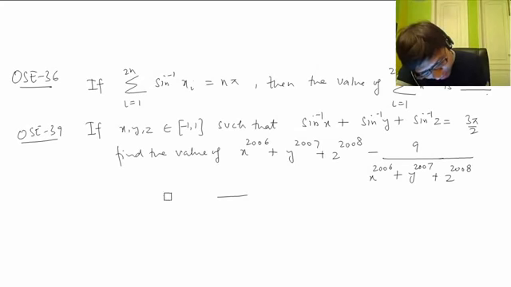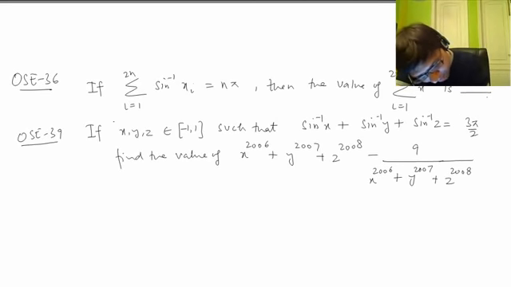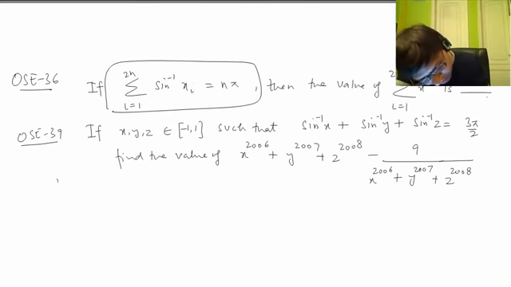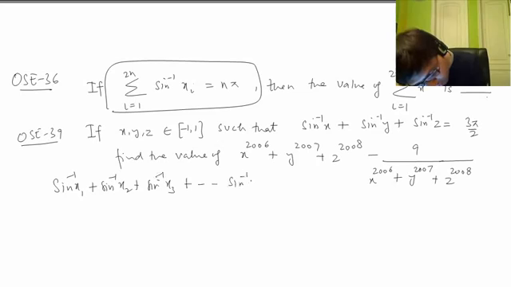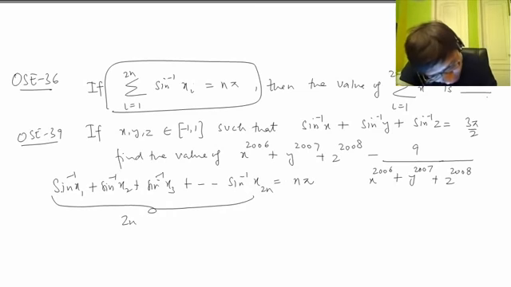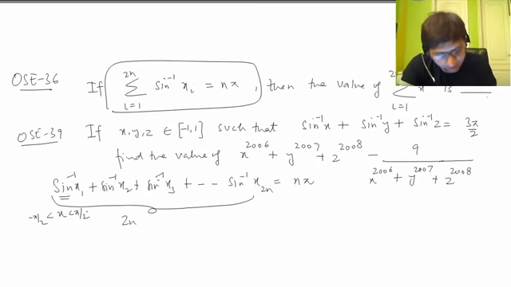So if you expand this, it is sine inverse of x1 plus sine inverse of x2, sine inverse of x3, and it goes on up to sine inverse of x2n. So these are 2n terms, and on this side we have n pi. So if we see that, each and every part can take values between minus pi by 2 and pi by 2. Minimum they can go up to minus pi by 2, and maximum they can go up to pi by 2. That's the principal value branch of sine inverse.